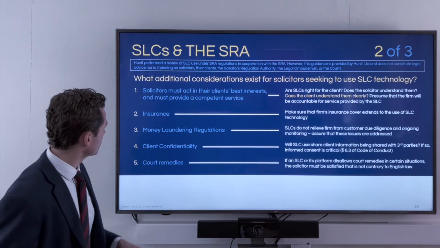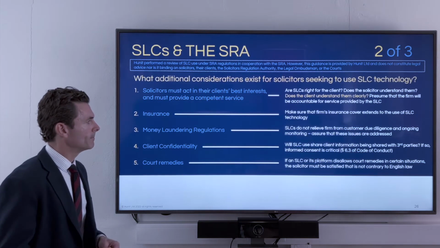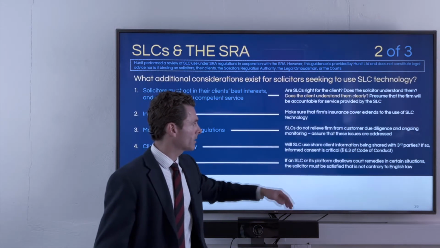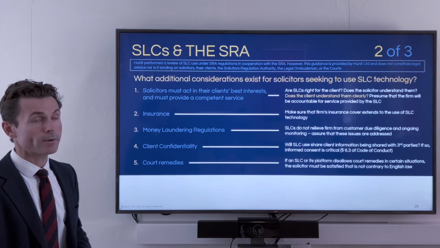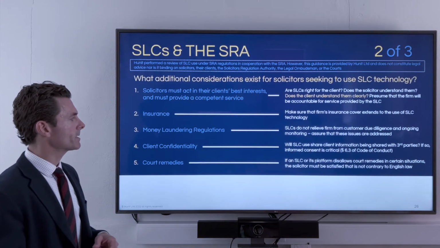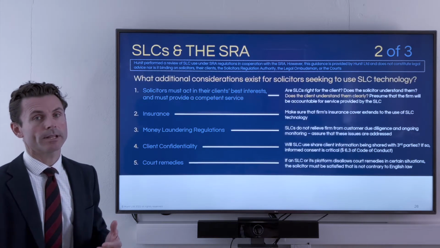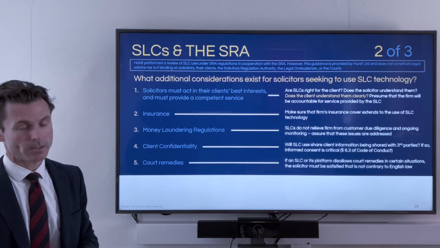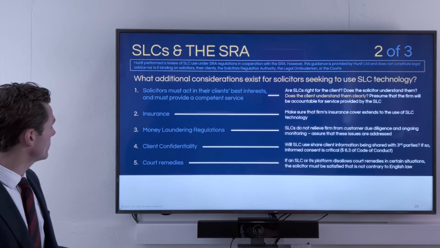Court remedies. So if a smart legal contract or its platform disallows court remedies in certain situations, maybe desirable, maybe not, the solicitor must be satisfied that it is not contrary to English law. So this comes back a lot to best practices. We have some guidance around those as well for later.